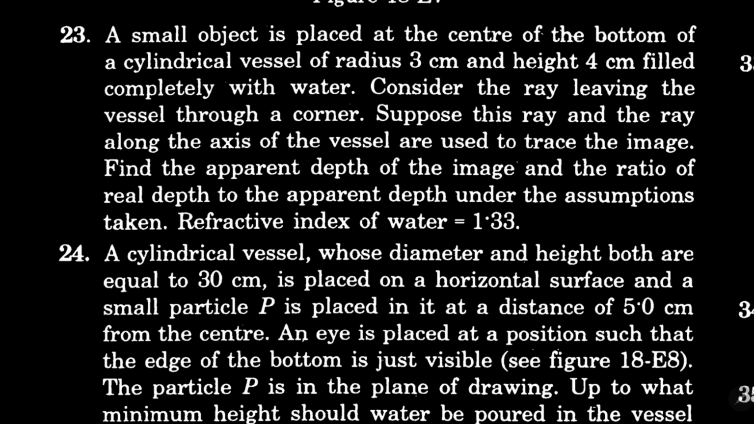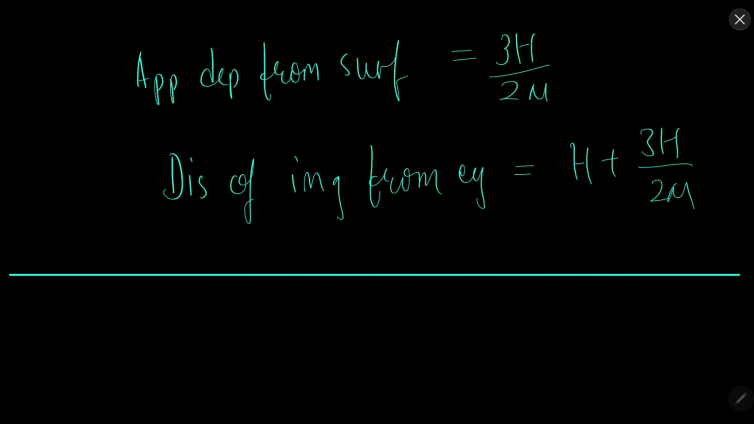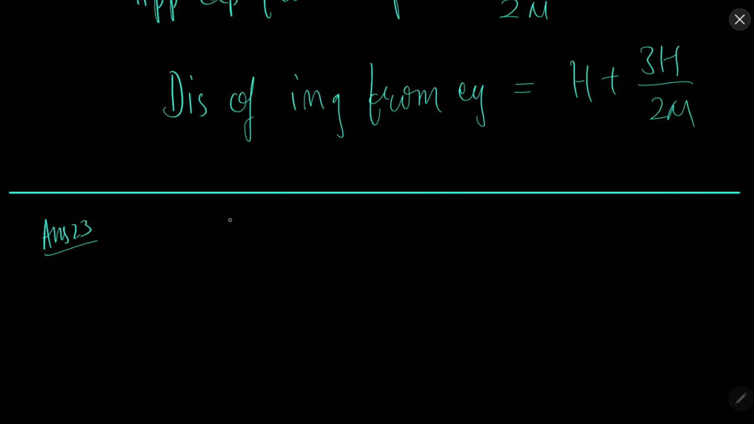In question 23, a small object is placed at the center of the bottom of a cylindrical vessel. Now we need to find the apparent depth of the image and the ratio of the real depth to the apparent depth. Solution 23. So now let's draw the figure.